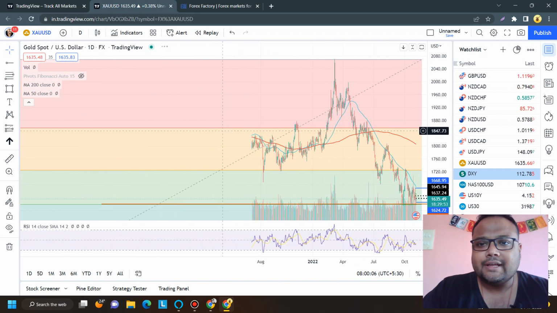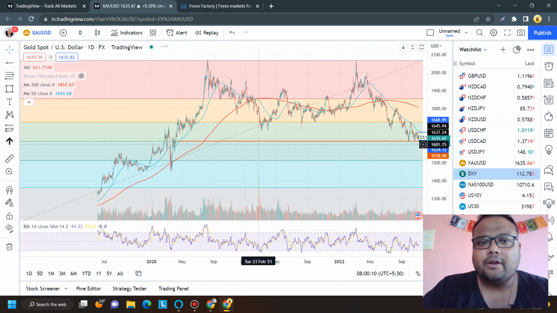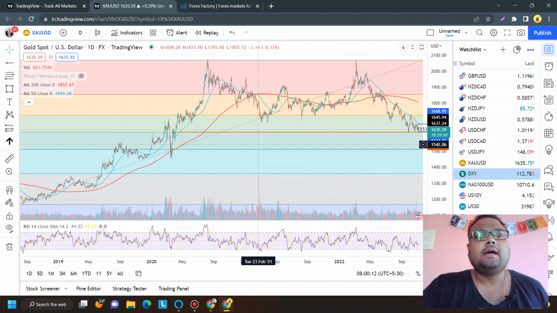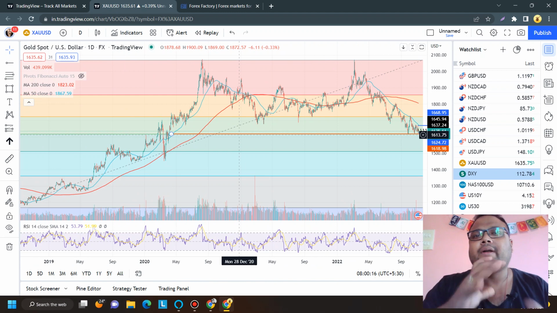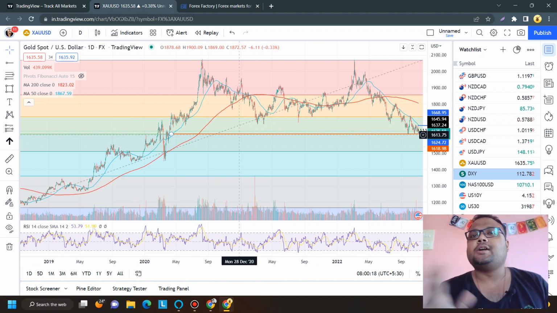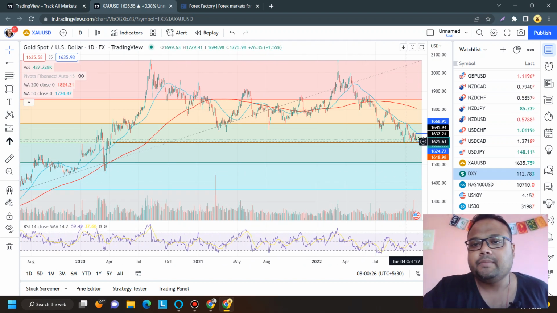On the daily chart, you can see that overall the market is in a downtrend. There is no doubt about it. The most important thing that I have observed on the chart of gold is that, whatever the drama going on, market going up, going down, there has been a sudden recovery in the market. So whatever is going on, it is going on somewhere around this level.